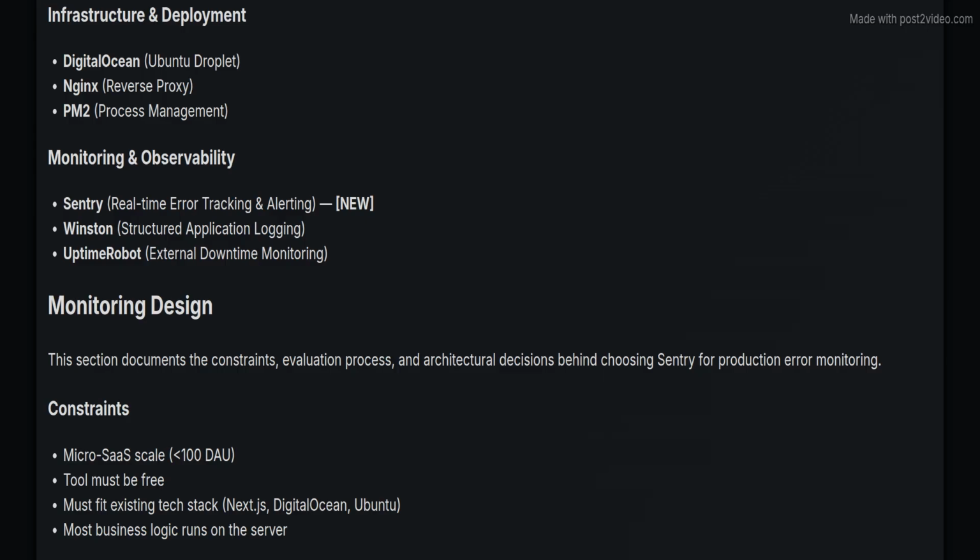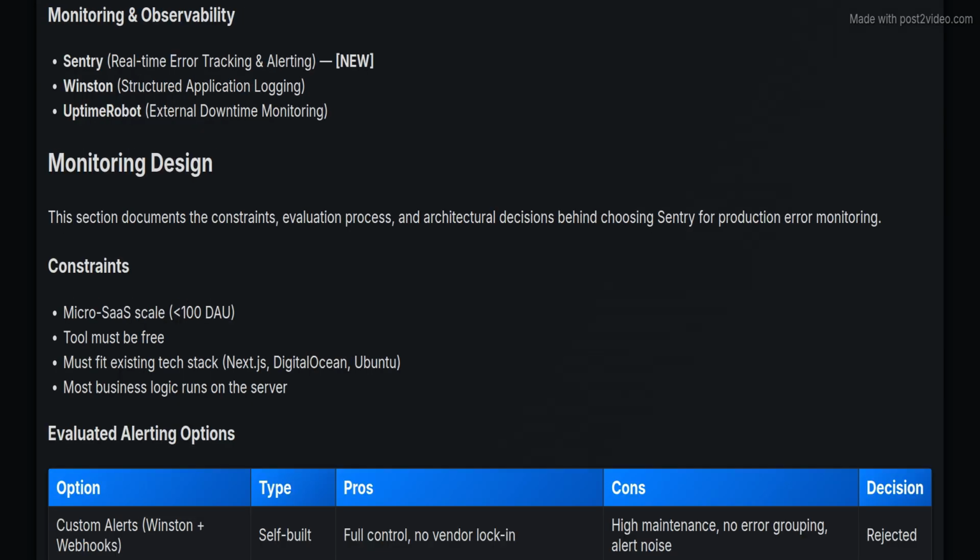This section discusses the infrastructure and deployment technologies, including DigitalOcean, NGINX, and PM2, showcasing the back-end environment supporting the SaaS. Monitoring and observability are covered with a focus on Sentry's real-time error tracking alongside other logging tools like Winston and Uptime Robot for external monitoring.